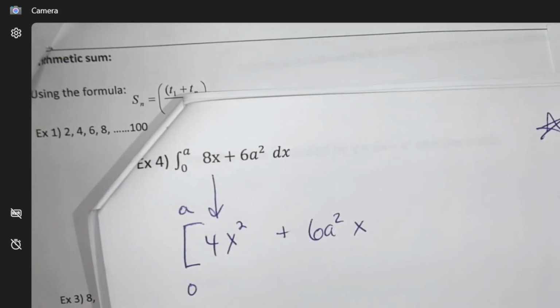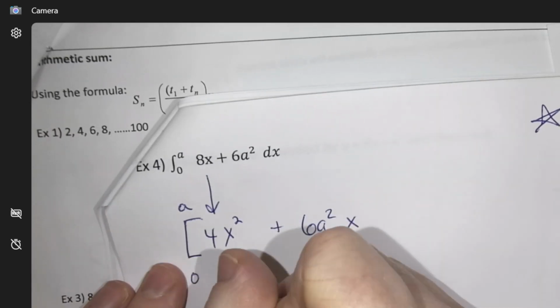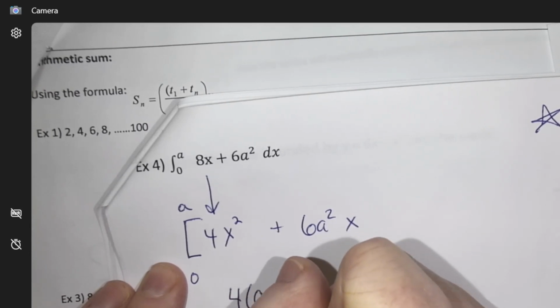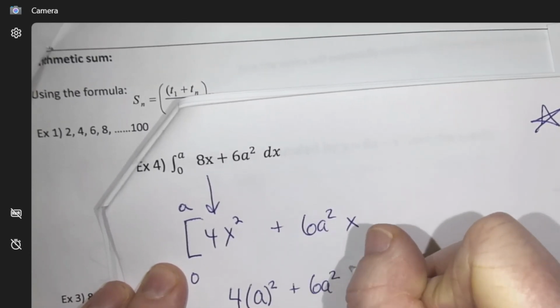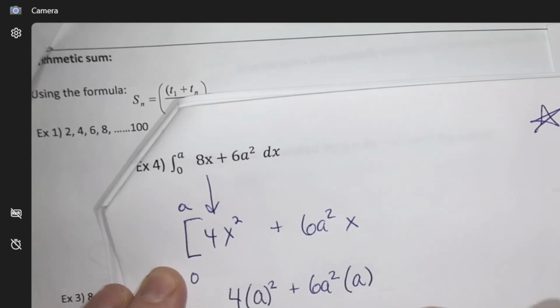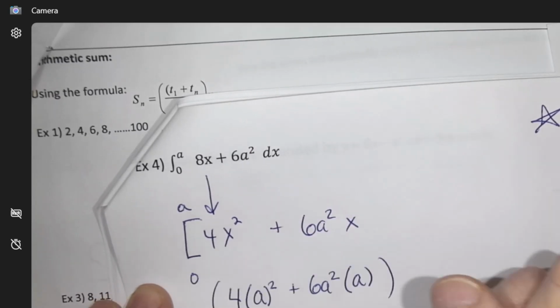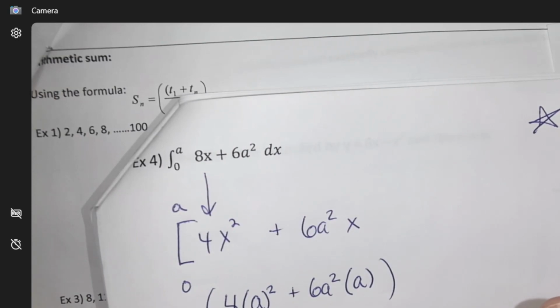Okay, so now I'm going to take this and plug an a in. So 4 times a squared plus 6a, plug in an a. And when you're doing the plug-ins, you're replacing x's, right? Everything's with respect to x. You're plugging into x's.